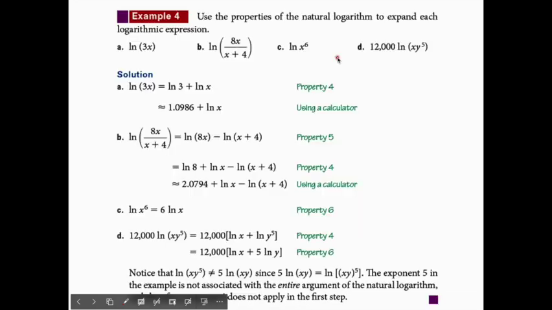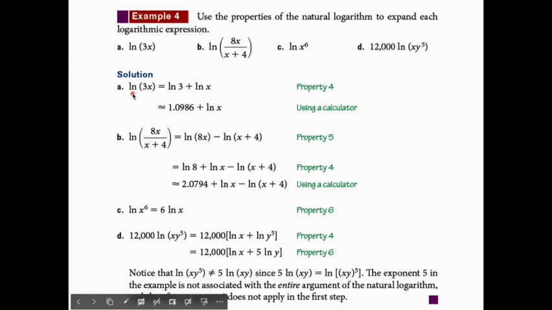Let's practice using these properties so that we can get familiar with them. And the reason why we have these properties is because when we go to solve an equation that's exponential or a logarithmic equation, we can use those properties to manipulate the equation so that we can solve for the variable.